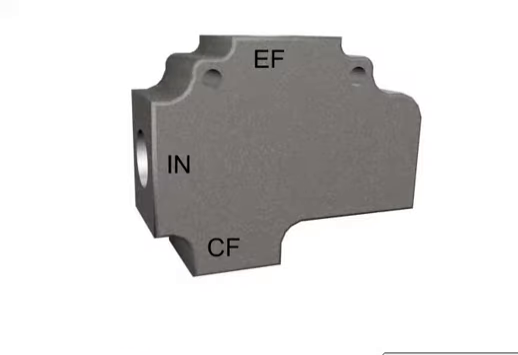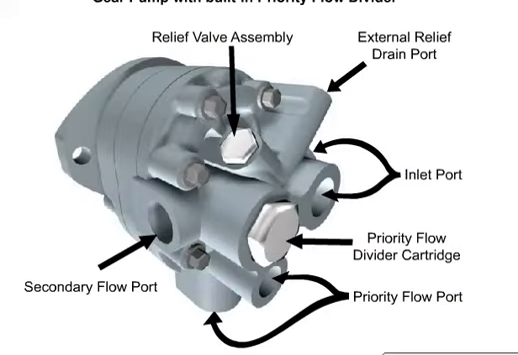A bypass flow control used as a flow divider is called a priority flow divider. The outlet ports will typically be labeled CF for controlled flow and EF for excess flow. A priority flow divider is often integral to the port cover of the hydraulic pump.